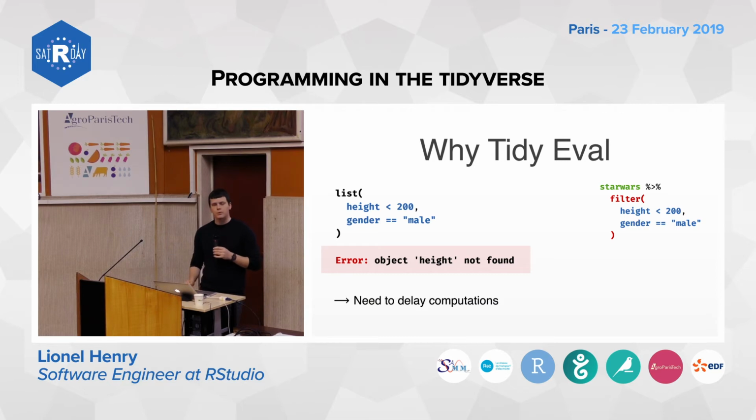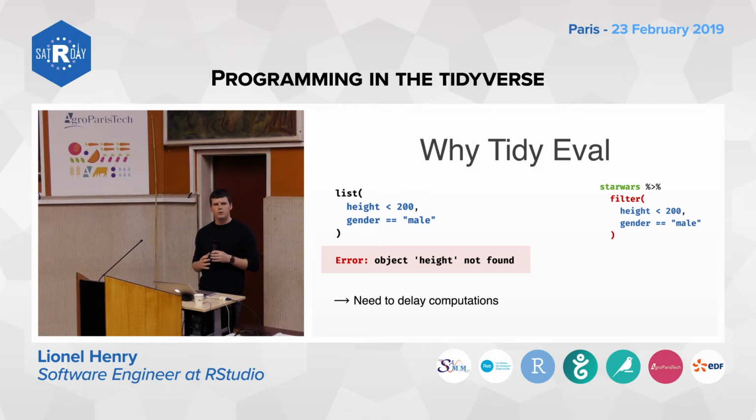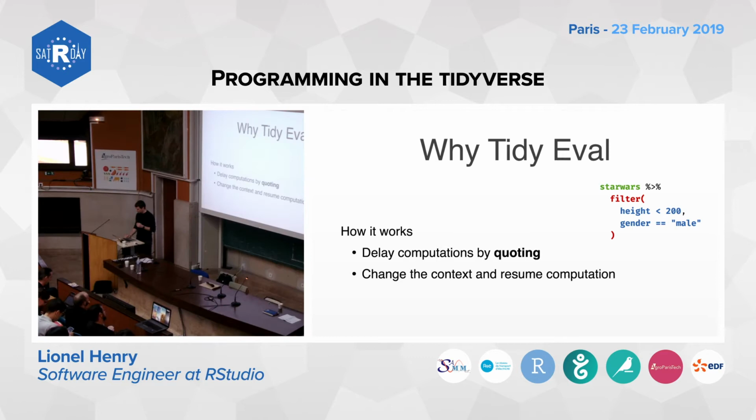But for that to happen, we need something special, because if we use a regular function like list here, and we supply expressions that try to manipulate data in it, you will get this object not found error. The reason is that these columns do not exist as objects in the workspace. And so what needs to happen is that we need to delay these computations. We need to prevent them from happening right now. That's how the Tidyverse works. It delays computations by quoting, which is a technical term. Then we can change the context and we can resume computation.